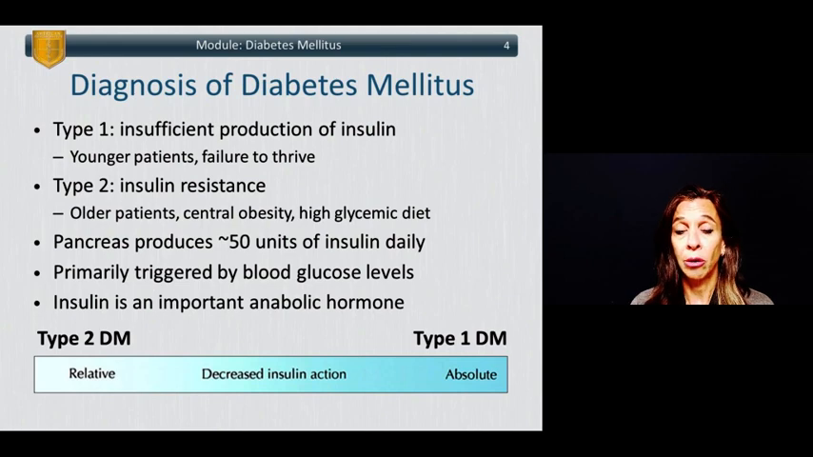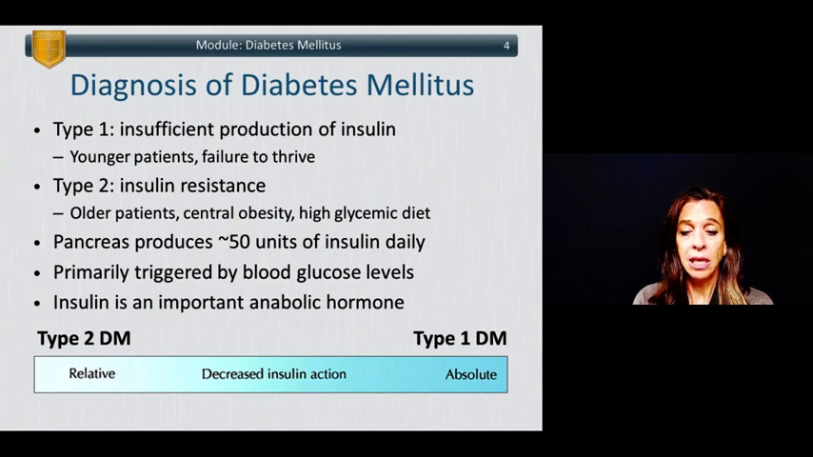These are typically younger patients, and they present with failure to thrive. Type 2 is insulin resistance, and this typically occurs in older patients. They often have central obesity and a high glycemic diet. The pancreas produces approximately 50 units of insulin daily in normal individuals. It is primarily triggered by blood glucose levels, and insulin is also an important anabolic hormone.